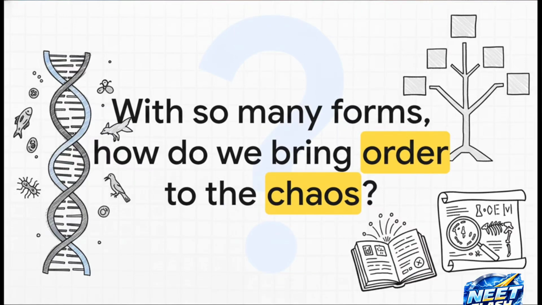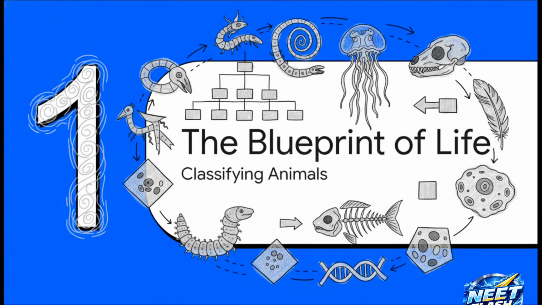How do scientists take this beautiful, chaotic library of life and organize it in a way that actually tells a story, that reveals its secrets and its history? Well, the answer lies in looking for the blueprint. You see, biologists classify animals based on a core set of design principles. You can think of these as the basic architectural rules that govern how an animal is built.